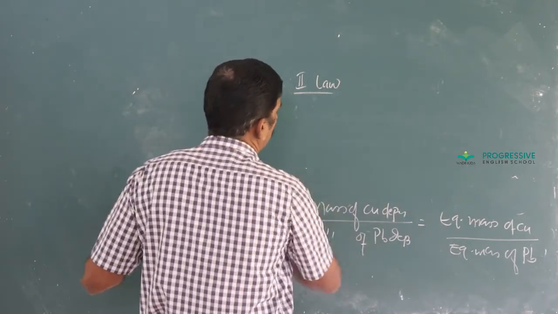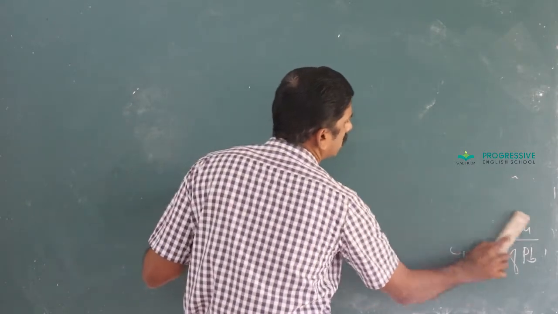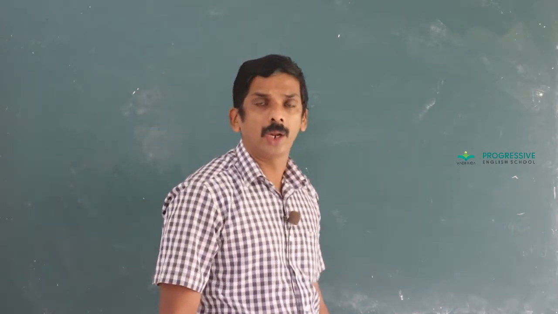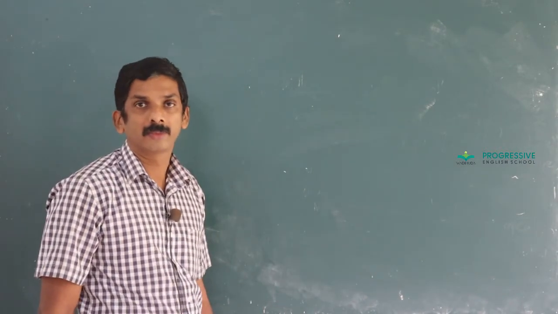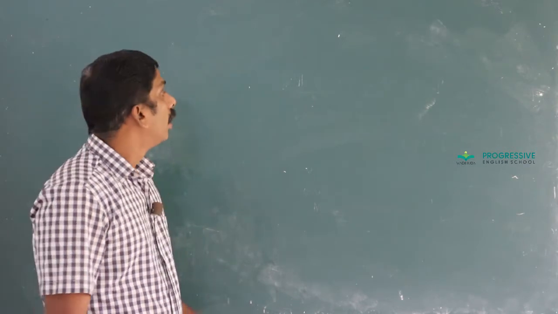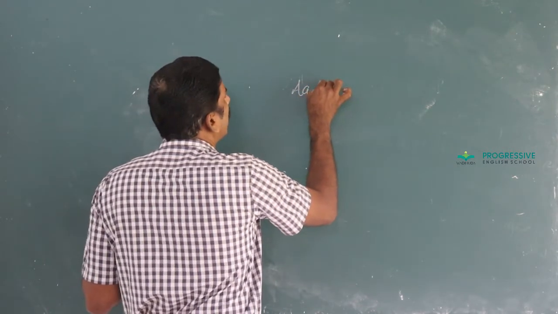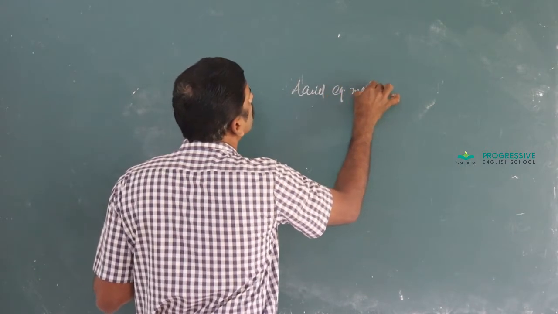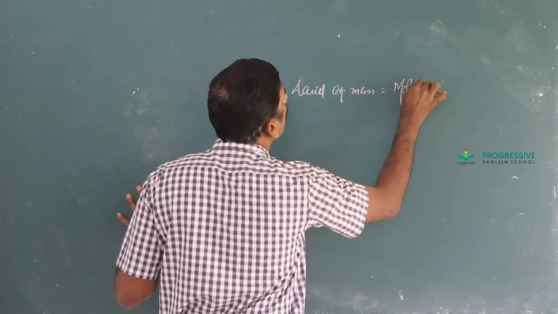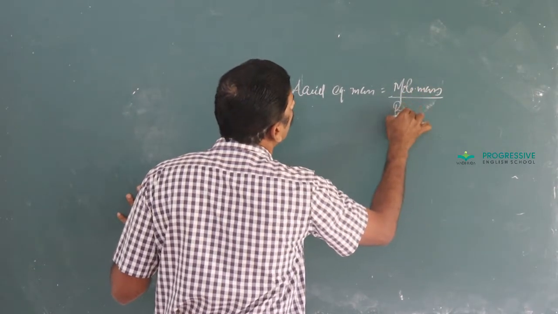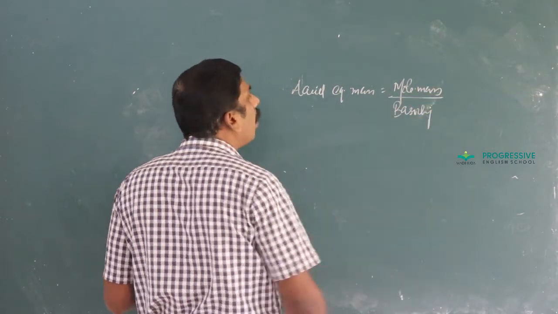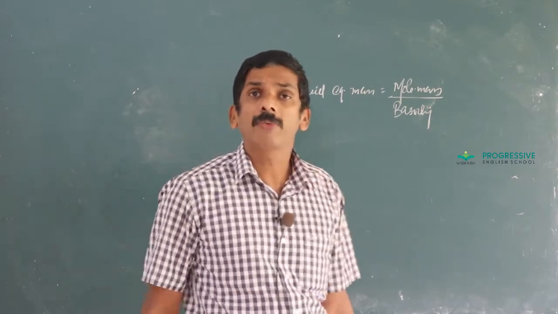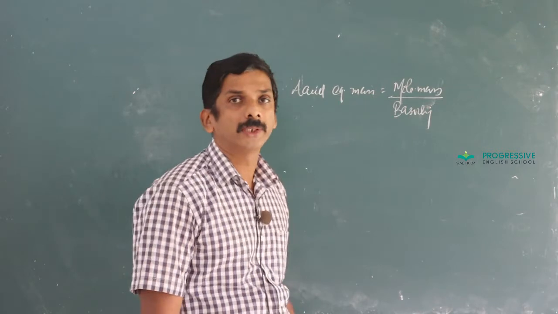Before that, anybody has an idea about this equivalent mass? Have you heard of the term equivalent mass? I think you are familiar with the term atomic mass. Generally, for an acid, its equivalent mass equals molecular mass divided by basicity. Basicity means the number of replaceable hydrogen atoms.